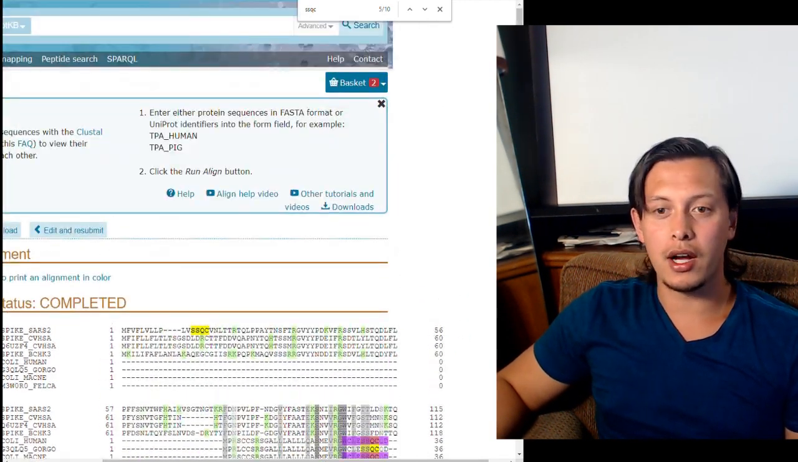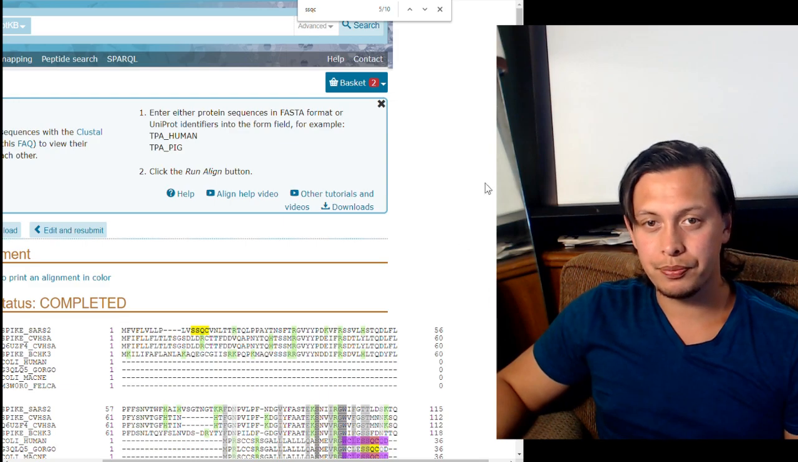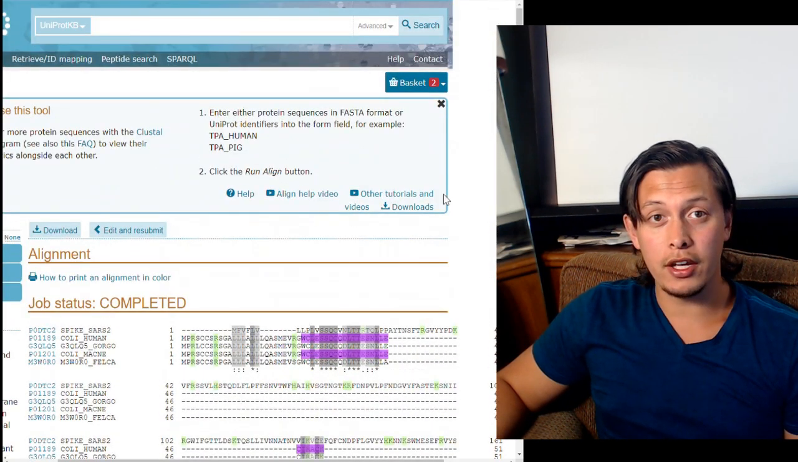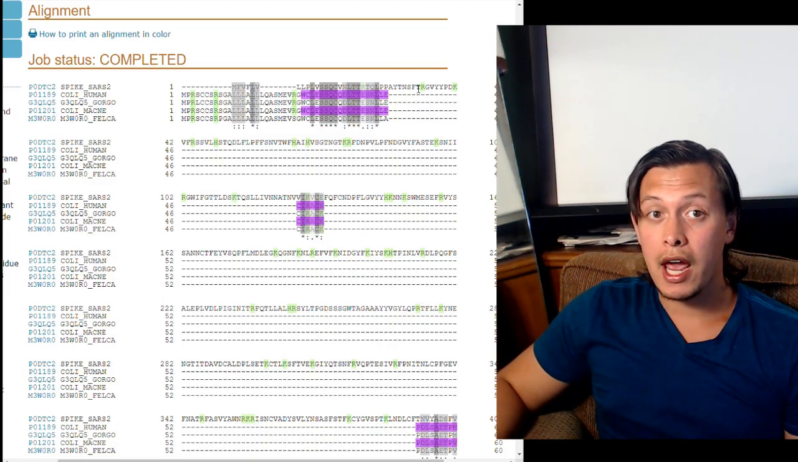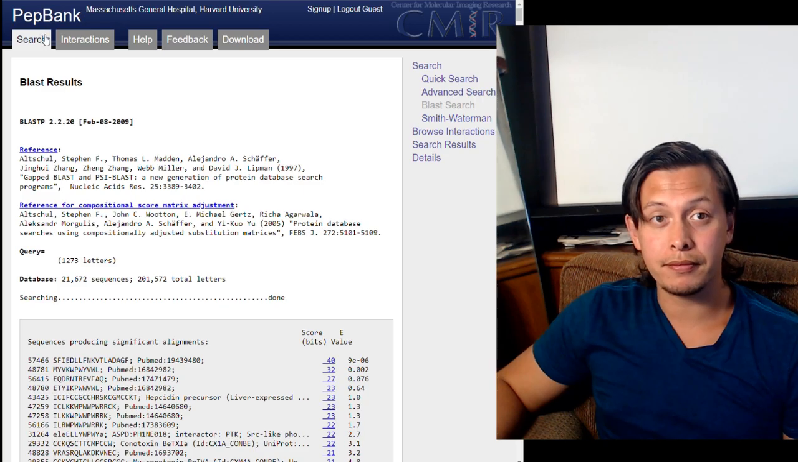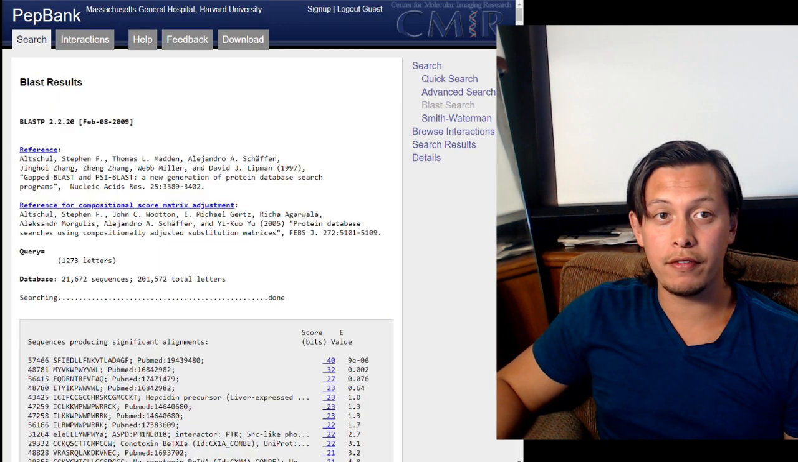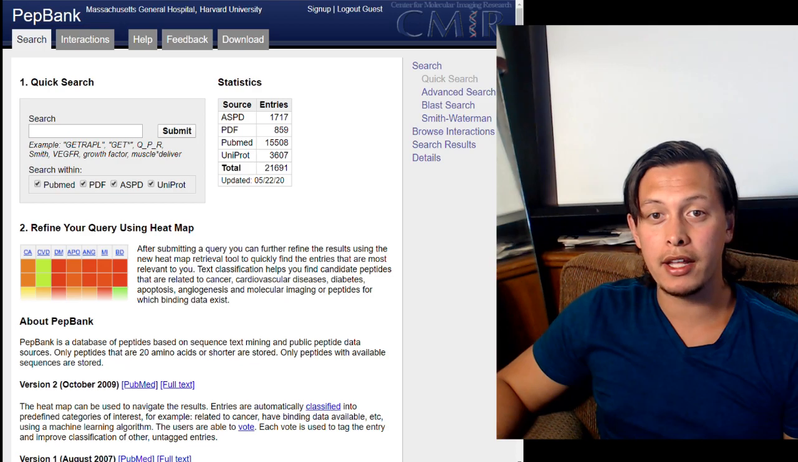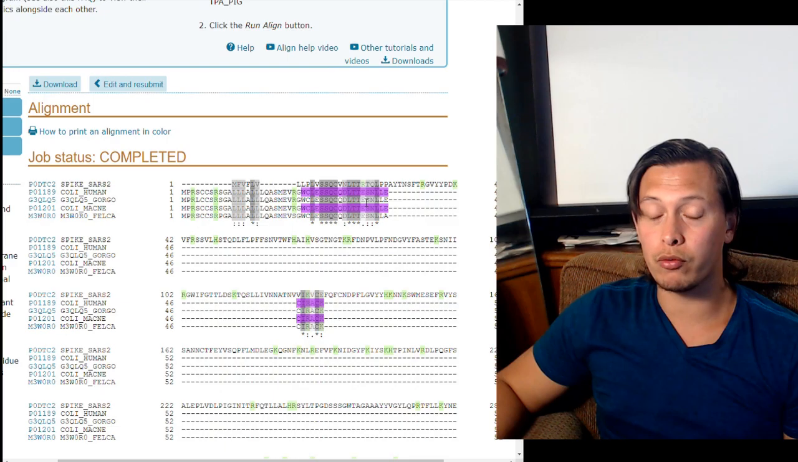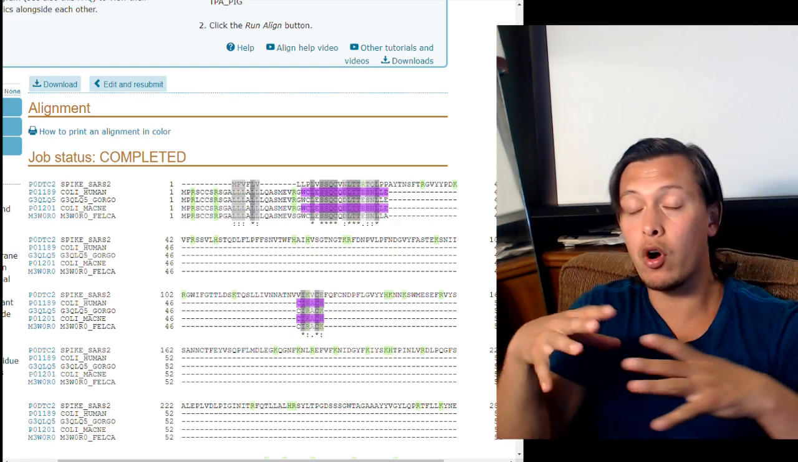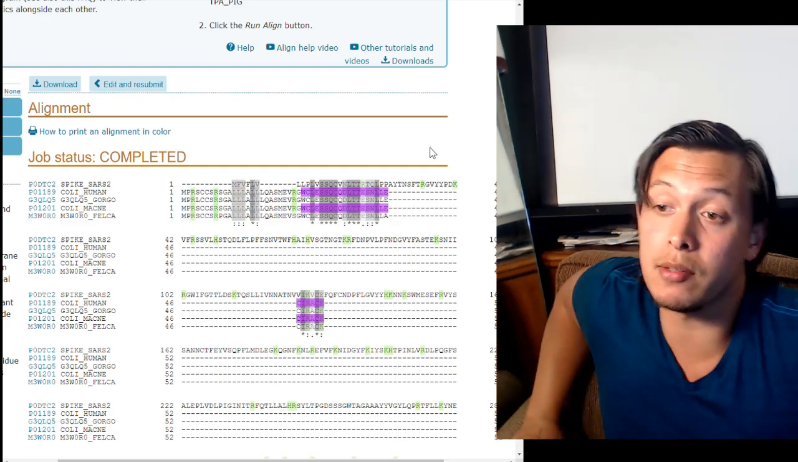Anyways, continuing on, but what I want to do right now is just go over how you can get inferences of what might be important amino acid sequences from this BLAST. And then if you really want to check, you can go to PepBank, and this can tell you if the peptide that you are looking at has a physiologically important role in the body, or at least in whatever host organism you're talking about.